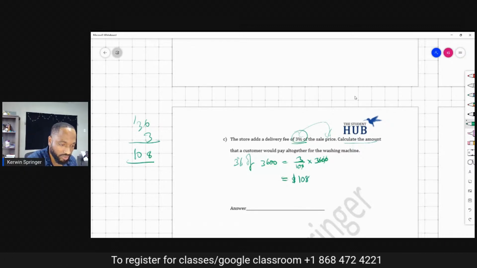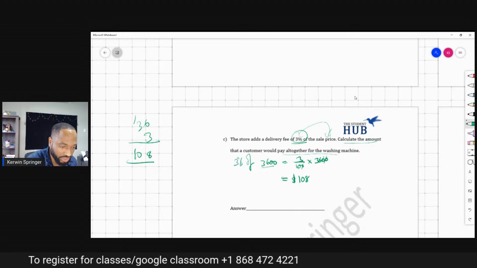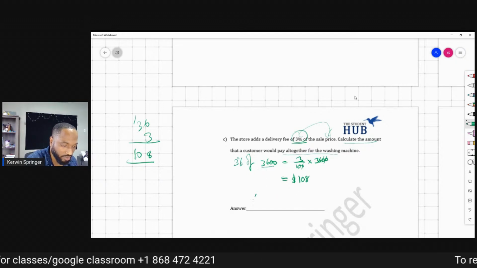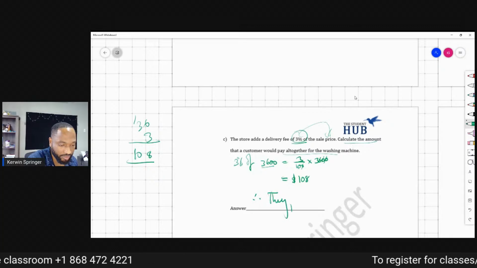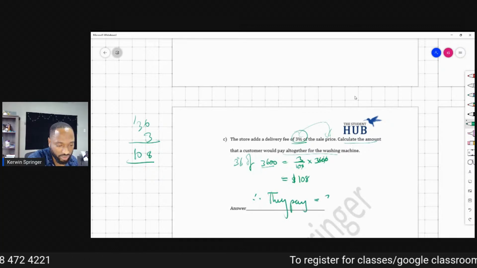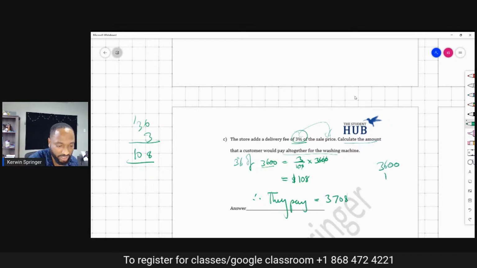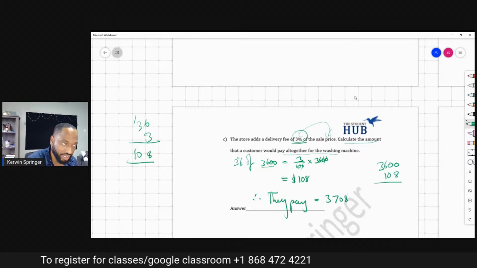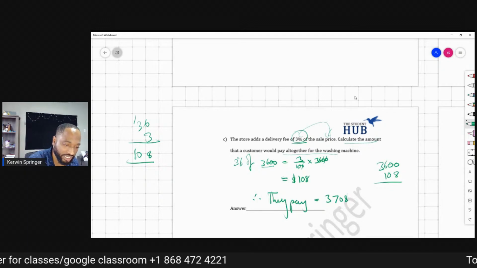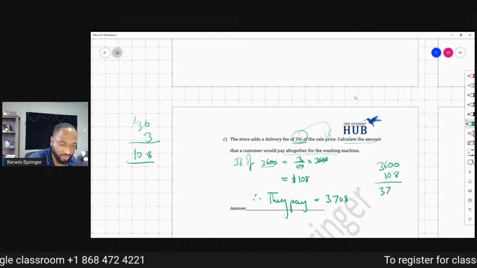So therefore, a customer would pay this 3,600 plus the 108. Therefore, they pay 3,708, because they'll have to pay the sale price plus the delivery fee. So 3,708.